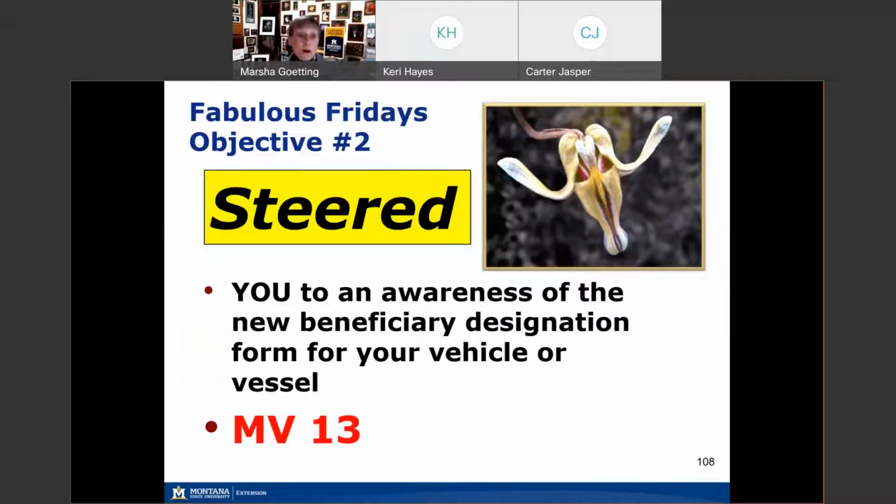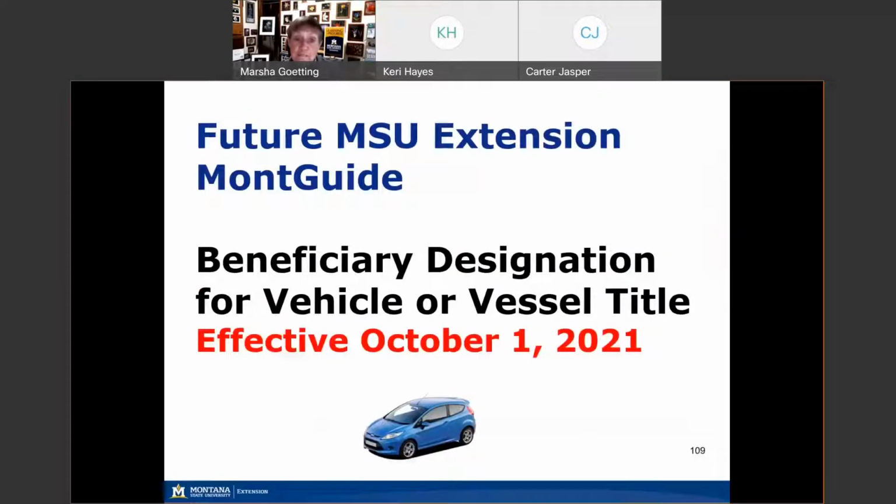And then I hope a bonus objective there is that I steered you to an awareness of the new beneficiary designation form for a vehicle or vessel. Now, a vessel is referred to as a boat or something like that. I already had the question, is it an airplane? Nope. It doesn't work for an airplane, but it will work for your boat and some of those types of things. As I mentioned, I will be doing a future mock guide on that.